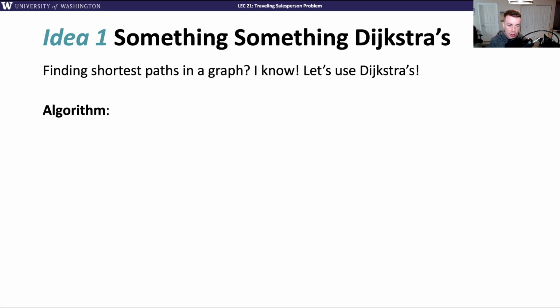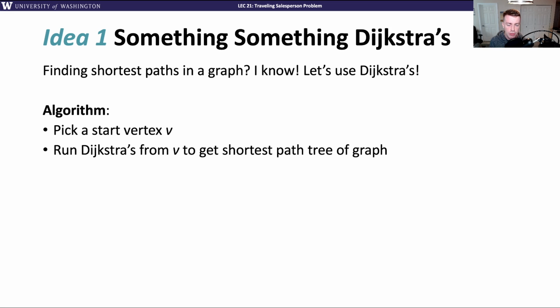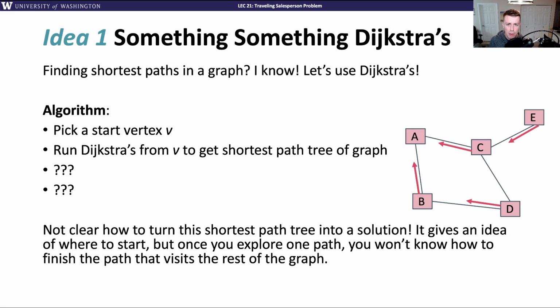So your first idea of trying to do something like this would be something like Dijkstra's, probably, right? Finding the shortest path in a graph, let's use Dijkstra's. So maybe a proposed algorithm would be something like: pick some start vertex V, run Dijkstra's on V to get the shortest path tree, and then do something with that shortest path tree, and then maybe something else. Now, it's not clear how to take this shortest path tree and turn it into this cycle that visits every node in the graph.